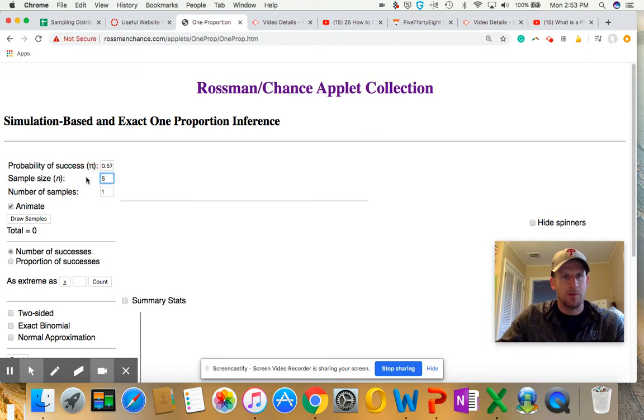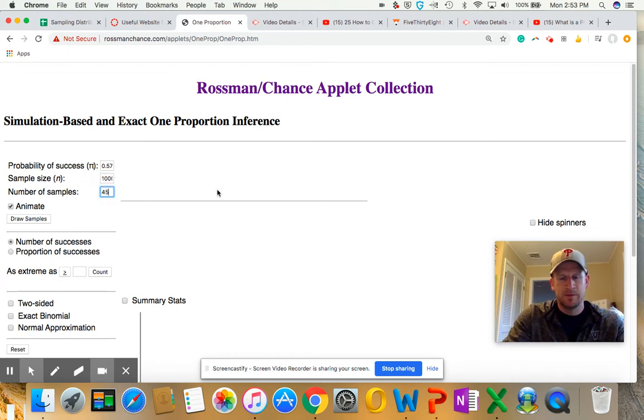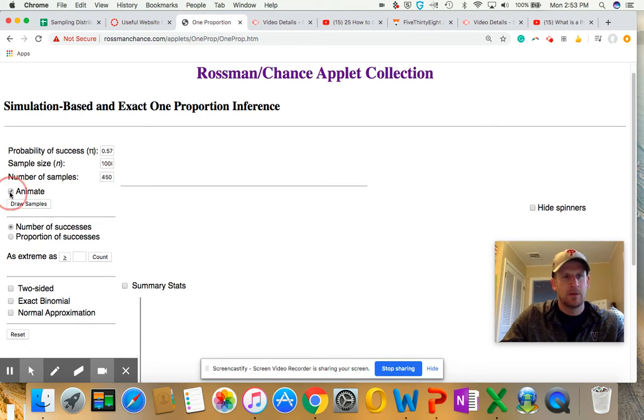We sampled 1,000 different households, so we're going to keep this at 1,000. And we did approximately 4,500 samples last time. So we're going to click on 4,500 different samples. We don't need to animate them. And we're also not interested in the number of successes, but rather the proportion of successes. So we're going to click on that.